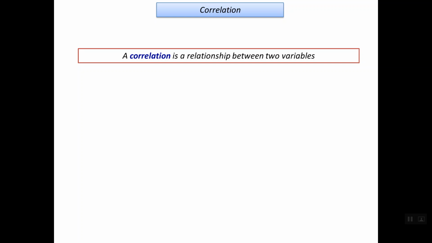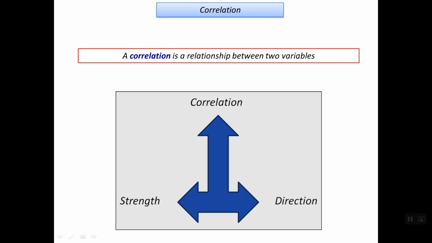Notice that here correlation does not mean causation. We are not talking about the effect of one variable on the other variable. We are talking simply about the relationship between these two variables. In order to understand the correlation concept, we need to understand the direction of the correlation and the strength of the correlation.